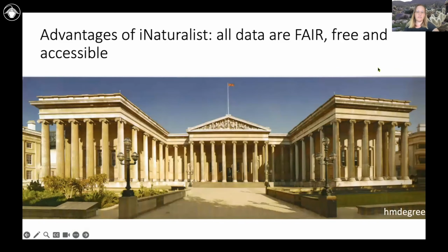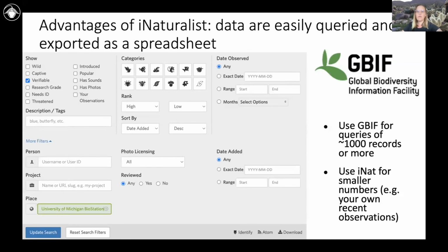And another thing that I really appreciate is that the data are FAIR: findable, accessible, interoperable, and reusable. Another really nice thing is that you can really easily query the data, so you can look for the attributes that interest you and export them as a spreadsheet. So that's a really nice tool.